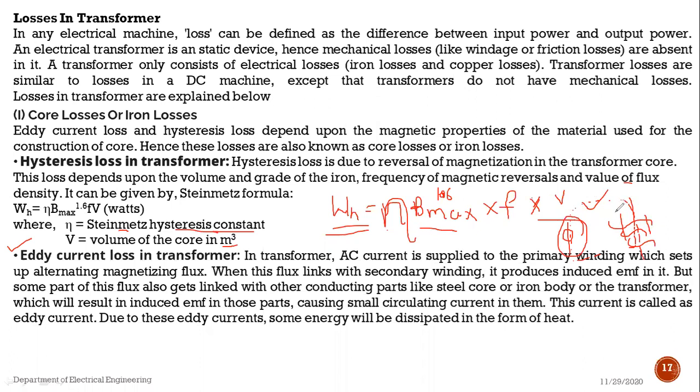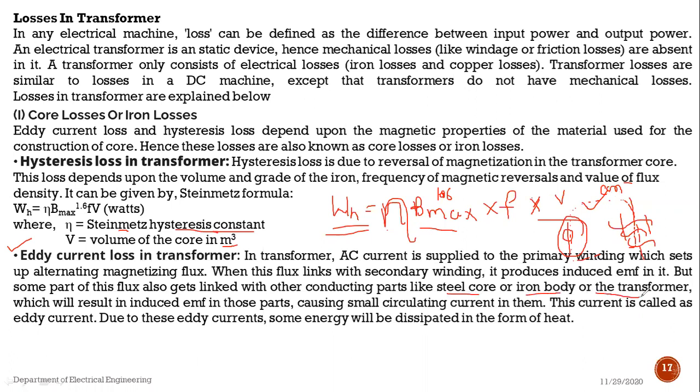So this some of the flux will link to the other conducting part of the core. जे बाकीचे जे conducting part असतील कोरचे त्याला link होईल. That means there is a leakage of some flux. त्याच्यामध्ये leakage होतो म्हणजेच loss होतो, right? Leakage is nothing but loss. So this flux will link to the other conducting part, like the steel core, or it may be the iron body, or the transformer body.